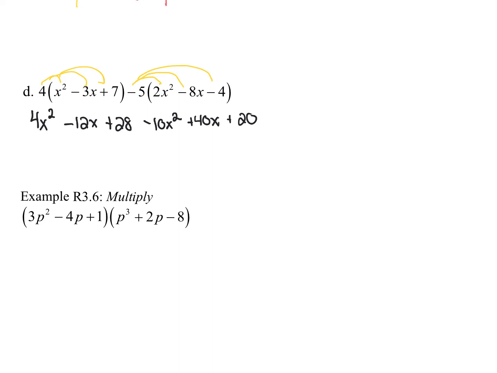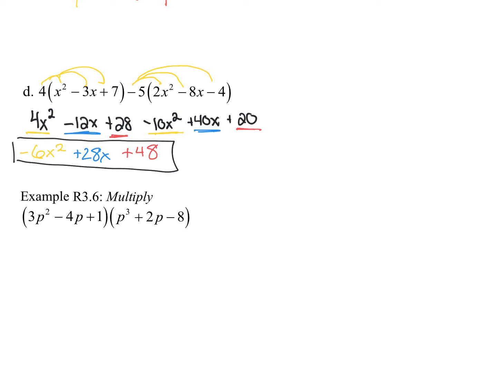And now we can combine our like terms. X squareds with x squareds, 4x squareds minus 10x squareds is -6x squared. -12x plus 40x makes a +28x. 28 plus 20 makes a +48. And here's our final answer.